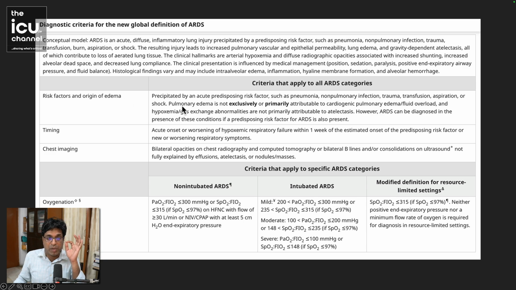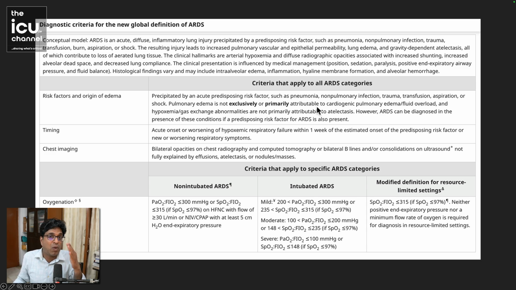Origin of edema. So pulmonary edema, we are talking about non-cardiogenic pulmonary edema. ARDS is a non-cardiogenic pulmonary edema. So pulmonary edema is there in the patient, but it is not exclusively or primarily attributable to cardiogenic pulmonary edema or fluid overload. It means the patient can have pulmonary edema, can have cardiogenic pulmonary edema, can have fluid overload, but it is not exclusively or primarily cardiogenic. There has to be something else going on in the patient which explains that this patient is also having non-cardiogenic pulmonary edema or ARDS.